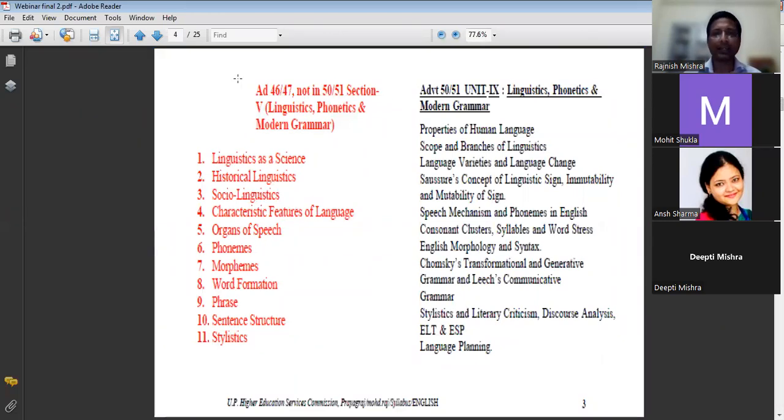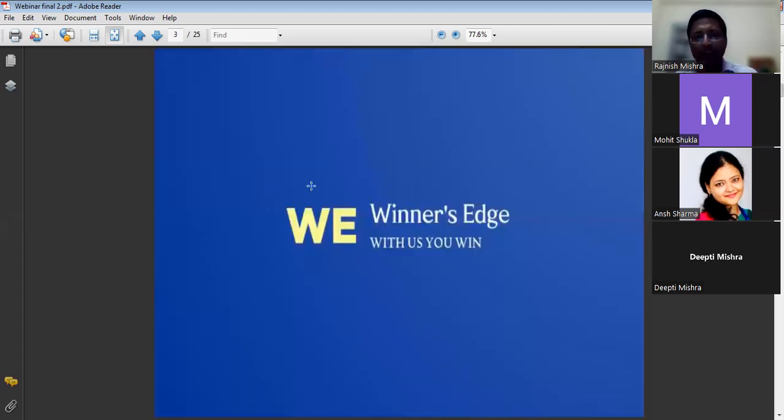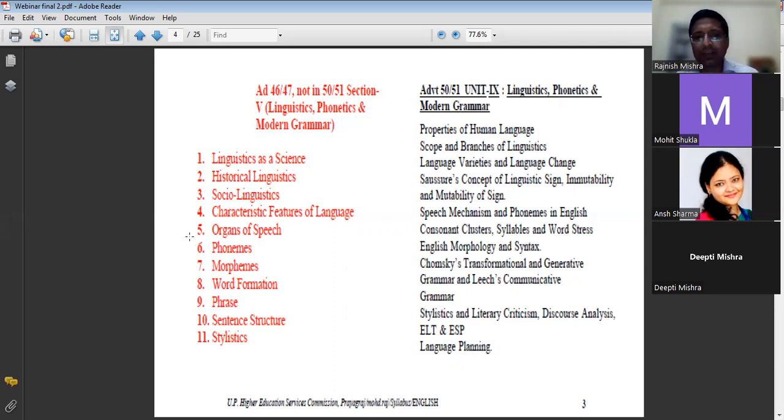Now in unit 9, that is the linguistics unit, the whole section was rewritten from 46, 47 to 50, 51. The whole unit was rewritten. And because it was rewritten, you can very clearly see there is a break between the type of questions that they have been asking in 46 or 47 and the type of questions they are now asking in 50 and 51. Especially because they have added a few sections like ELT and ESP that was not in the previous syllabus, language planning that was not in the previous syllabus. In stylistics also, they have added discourse analysis and literary criticism.